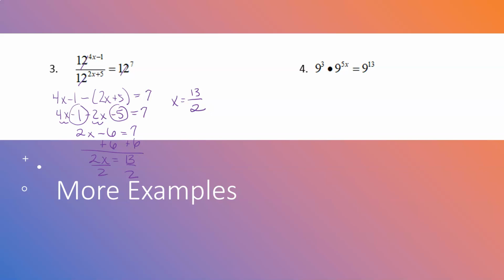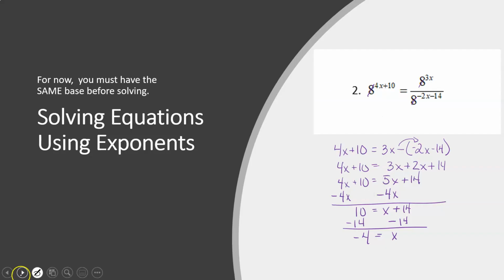Okay, so we have the base of 9 for number 4. So remember, we're multiplying, which means we're adding the exponents. The rule for multiplying exponents is you add them. Oh, let me go back or forward.